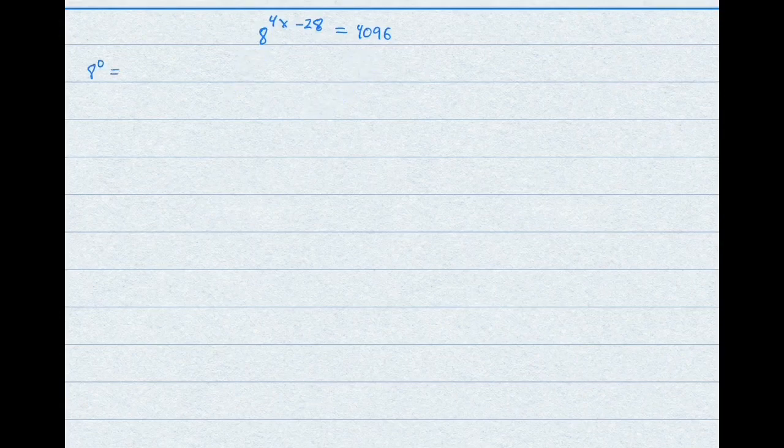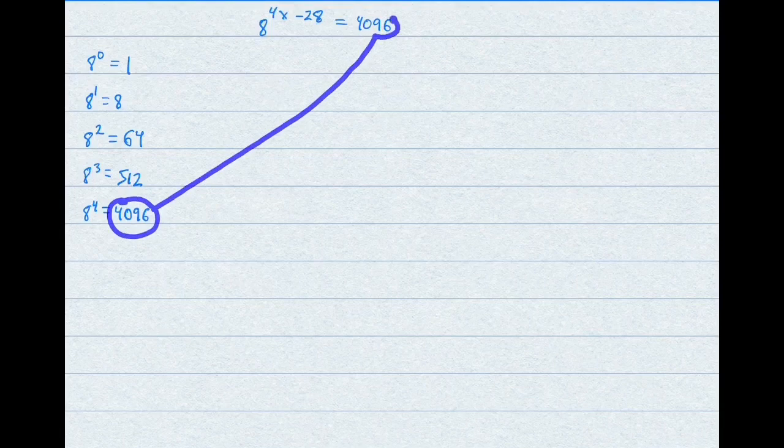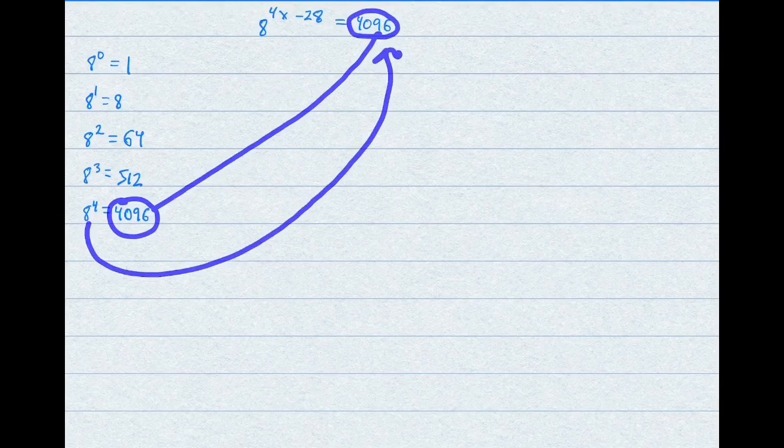Normally when making the list, you start at the second power. 8 to the second power is 64. 8 to the third power is 512. 8 to the fourth power is 4096. This means we can substitute 8 to the fourth power for 4096.